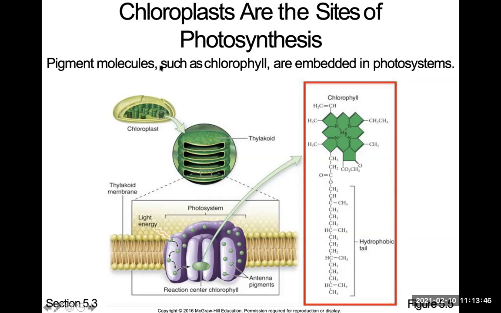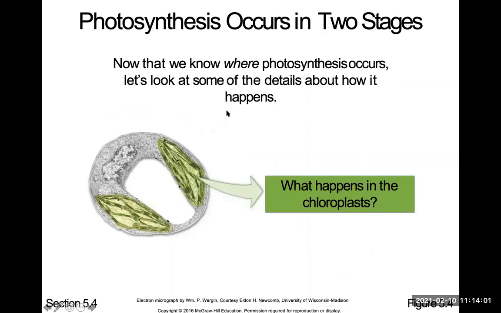So pigment molecules such as chlorophyll are embedded into this photosystem. We have 2 photosystems, photosystem 1 and photosystem 2. Not us, I mean in this process. So we can't do that. We can't just lay in the sun and make ATP. So this is pretty great. The plants can do that.